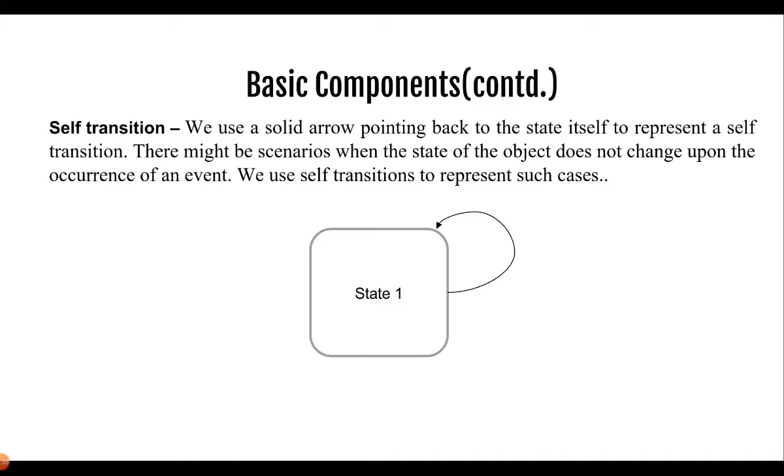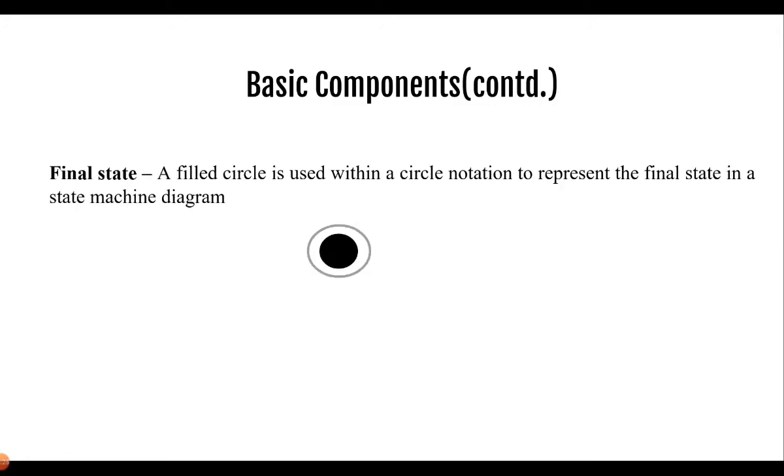The next is self-transition. Self-transition is basically a solid arrow pointing back to the state itself. There might be scenarios when the state of the object does not change upon occurrence of an event. We use self-transition to represent such cases. So in cases where the state change will revert back to the same original point, it is represented using this self-transition arrow. And the final state is represented using a filled black circle with a boundary, and that denotes the end of the state diagram.